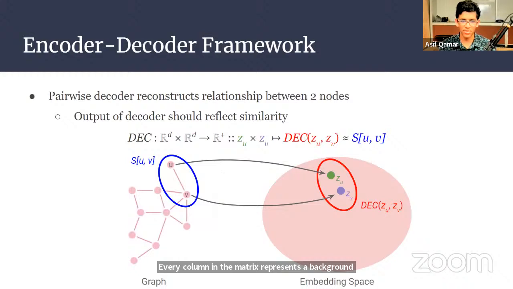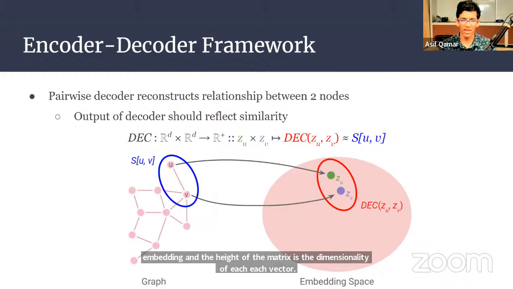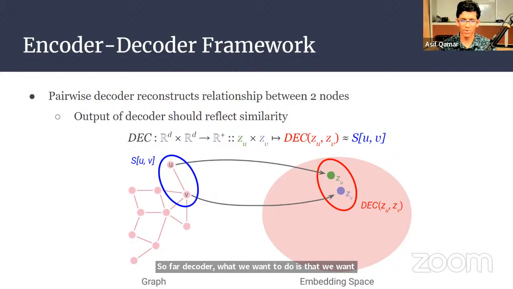Every column in the matrix represents a vector embedding, and the height of the matrix is the dimensionality of each vector. So for our decoder, we want to take in two nodes and reconstruct the relationship between them. The output of the decoder should reflect the node similarity. You can see this equation here. S(u,v) is a hypothetical similarity function. Given two nodes, U and V, we want to make sure that the vector embeddings reflect some similarity between the original two nodes.